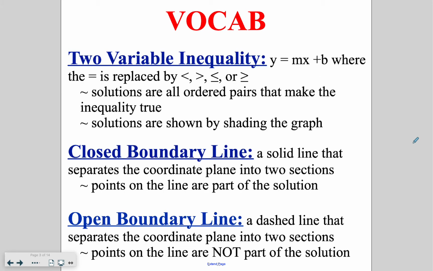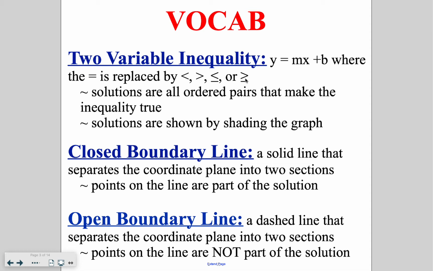So linear inequalities with two variables is essentially taking slope-intercept form, so y equals mx plus b, and the equal sign is replaced with an inequality, so less than, greater than, less than or equal to, greater than or equal to. So instead of just having the line be the ordered pair solutions, the solutions are anything that is going to make the inequality true. So it may or may not include the line, and then it's going to include some shading on either side of the line.